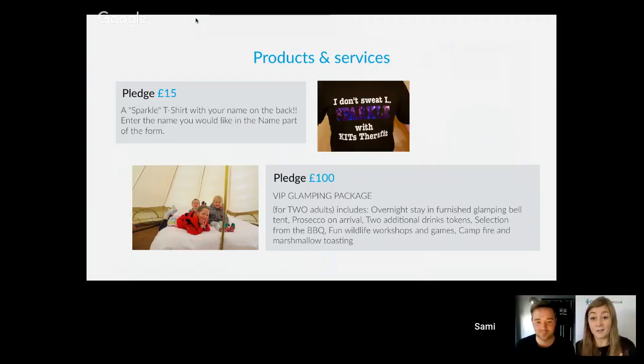And next, at the other end of the price scale, we've got £100 for a VIP glamping package. This was from Green Hillock camping centre that's actually in Angus as well. They were offering for £100 an overnight stay in one of their bell tents, Prosecco on arrival, drinks tokens, a selection from the barbecue. And this is what the company would offer on a day-to-day basis. But it's often quite good to put these at a slightly lower price than normal, so people feel like they're getting a really good deal. And that goes for a lot of the different kinds of rewards.